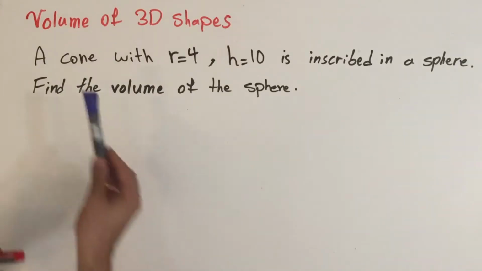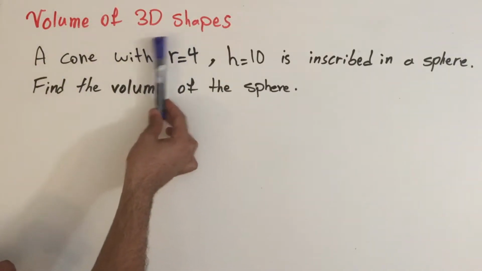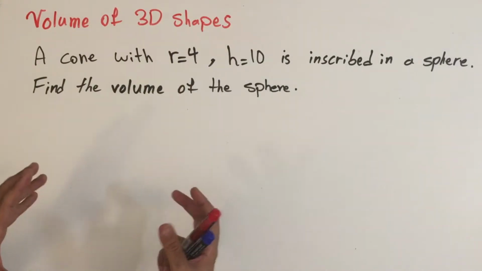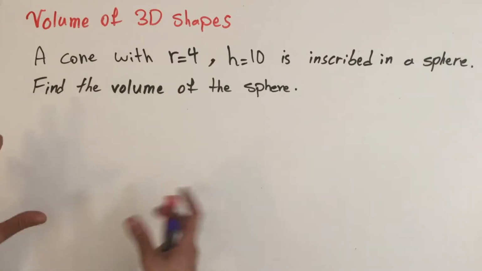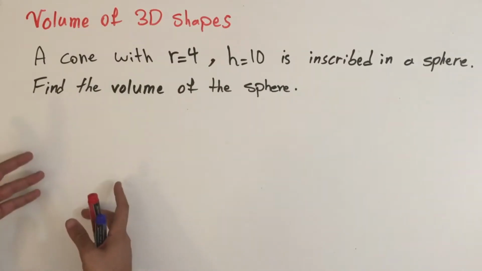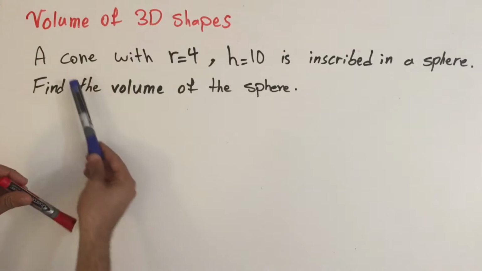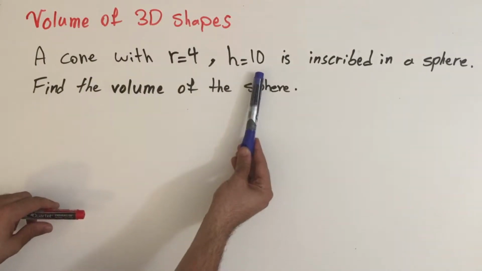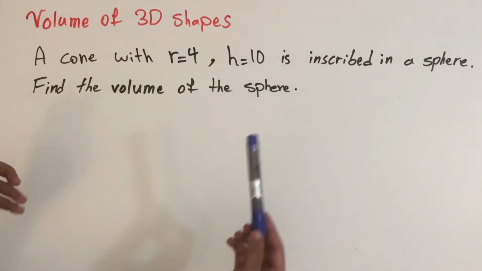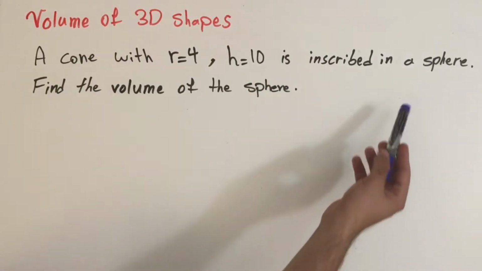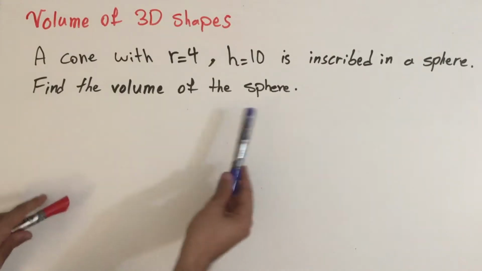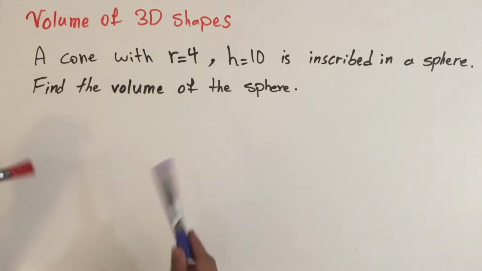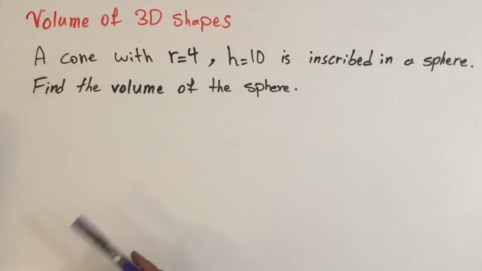When we are discussing the volume of 3D shapes, sometimes we have to find the volume of an object which is inscribed in another 3D object. For example, in this question, a cone with the base radius of 4 units and the height of 10 units is inscribed, which means it's inside a sphere. So we have to find the volume of the sphere. As you see, we don't have any pictures in this question, so we have to create that.